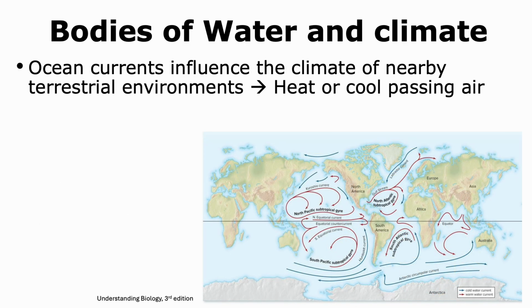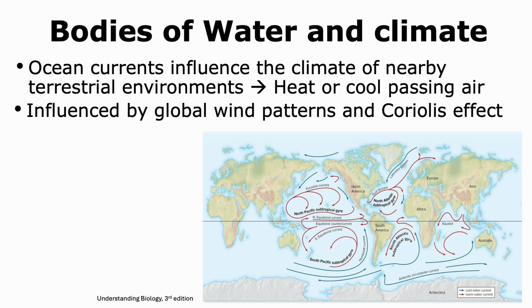In addition to the sun and winds, ocean currents also influence the climate of terrestrial environments that are nearby. They are able to do so by heating or cooling the passing air. It should be remembered that water is a bad conductor of heat and hence has a high heat capacity. It takes time for it to heat up or cool down, and this can affect the surrounding air appropriately.